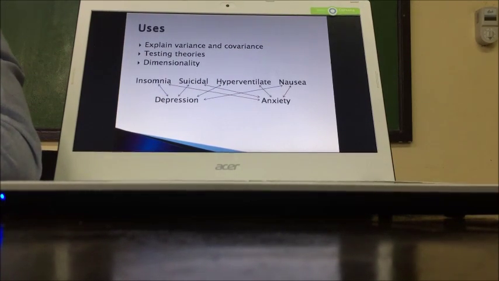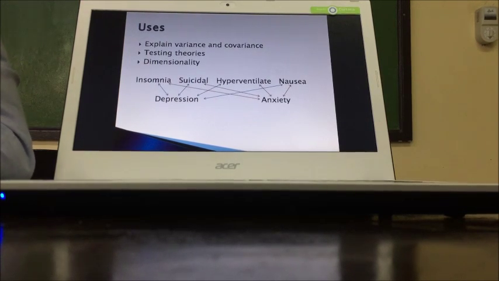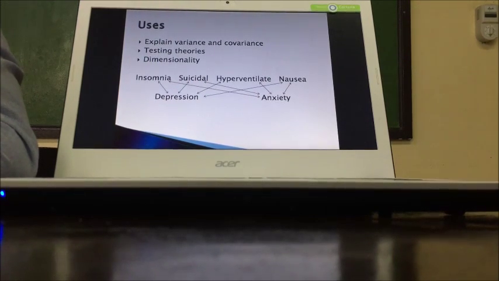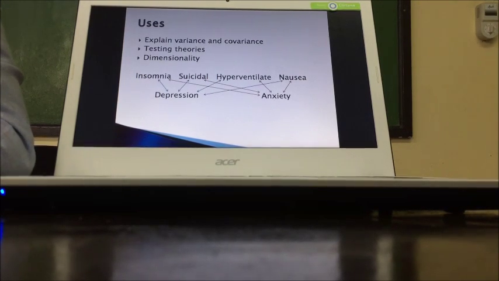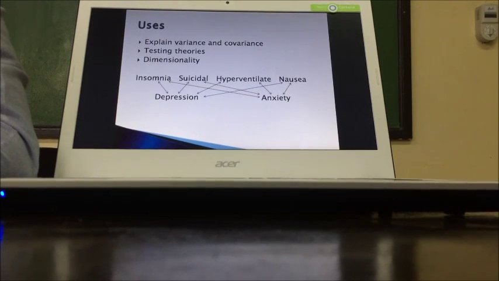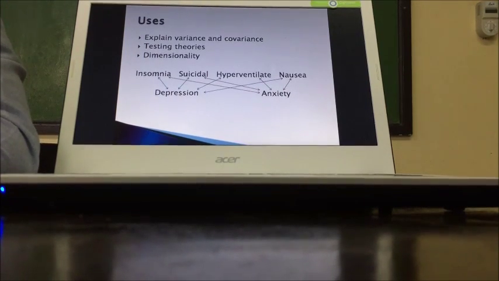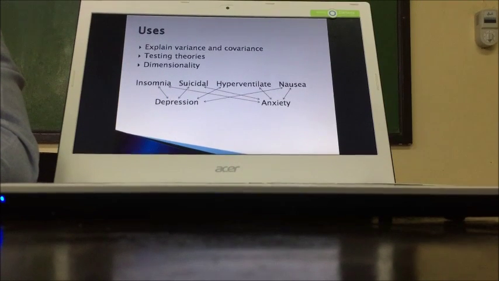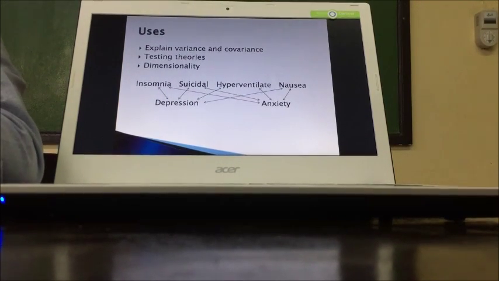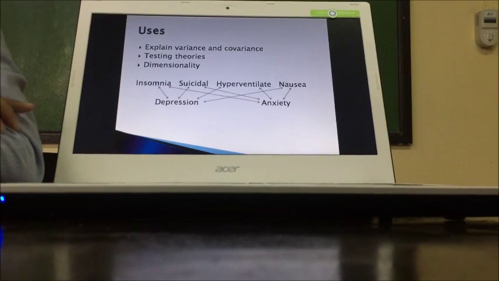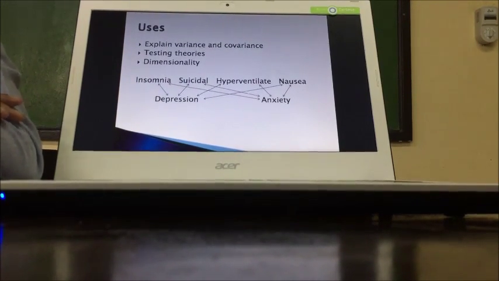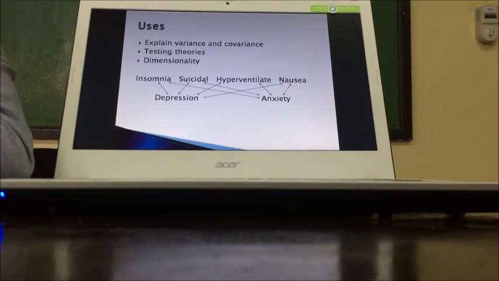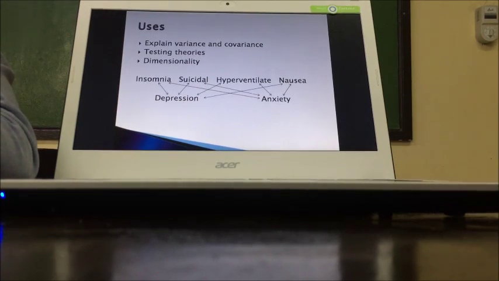The third one is dimensionality. As you can see, there are 4 characteristics, which are insomnia, suicidal, hyperventilate, and nausea. And we lower them down into only 2 characteristics, which are depression and anxiety. In dimensionality, we lower the dimensions wherein in the first part, there are 4 characteristics included, and in the end, we limit it to 2 characteristics, which are depression and anxiety. And those are the uses of factor analysis in our life.